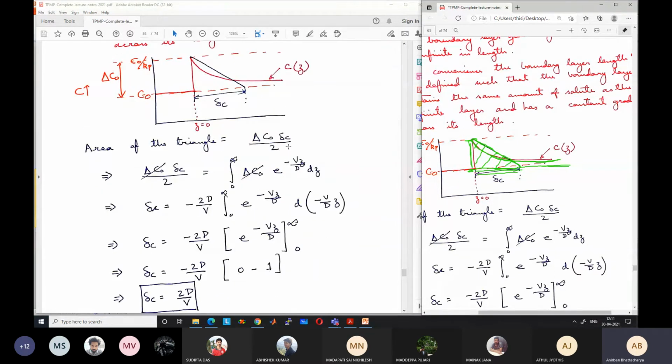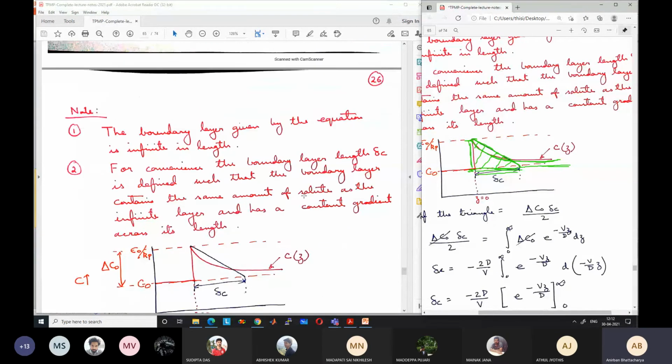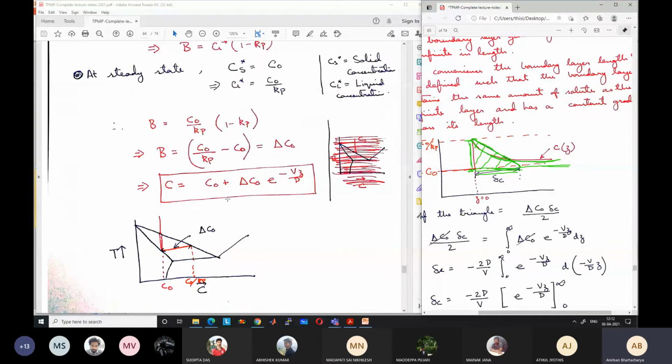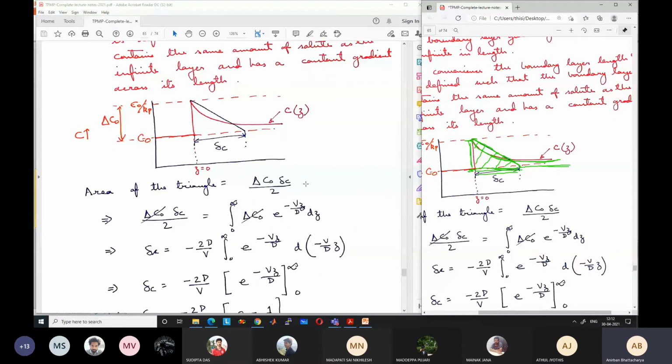This is equal to the amount of excess solute present within the boundary layer, greater than c0. If I subtract c0 from this equation, C minus C0, I get the extra solute in the boundary layer, which is delta C0 e to the power minus Vz by d, integral from 0 to infinity of dz. So this gives us the extra solute within this region.